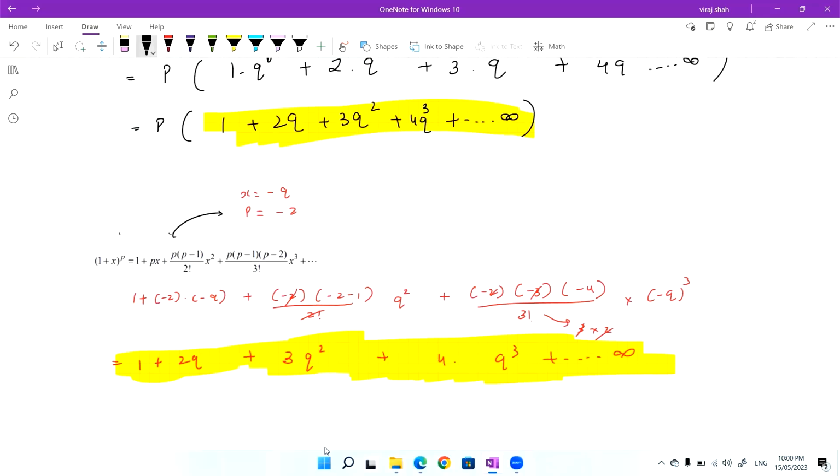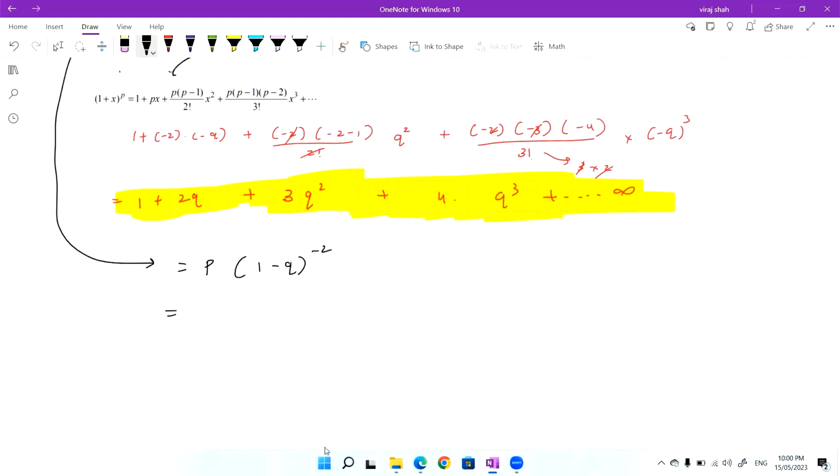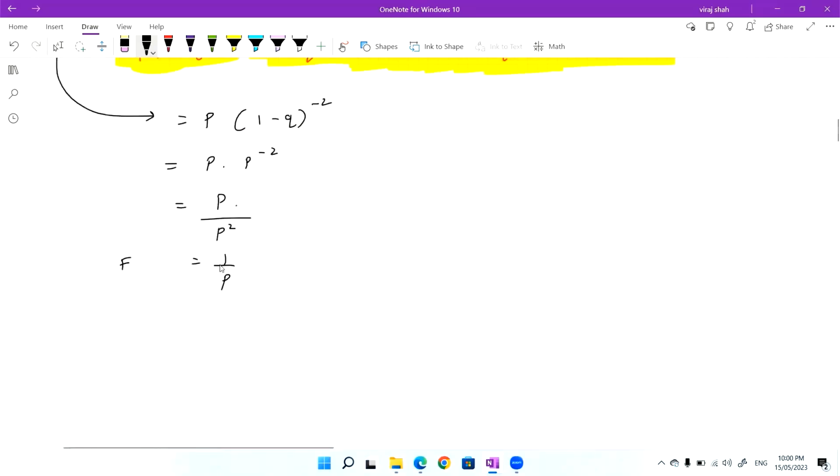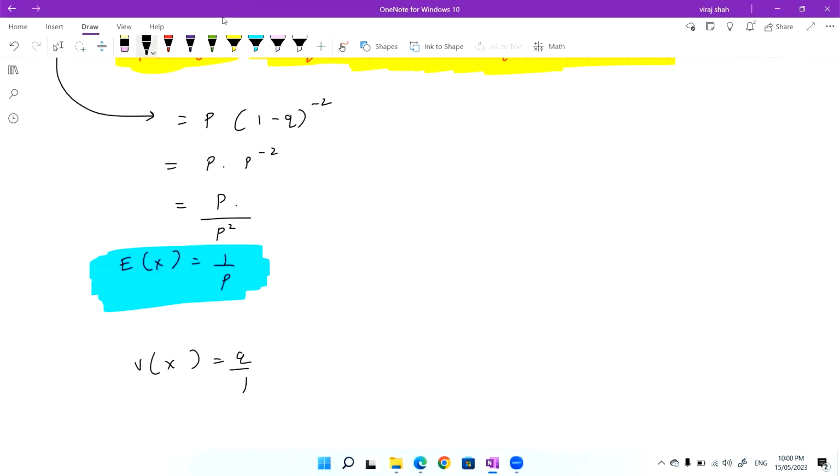So can I write this equation as nothing but p into 1 plus x. What is x? x is nothing but minus q. 1 minus q raised to p, which is minus 2. Simplify. So p into p raised to minus 2, which is nothing but p upon p square, which is 1 by p. So your expectation of x is 1 by p. Similarly, your variance of x would be nothing but q by p square.